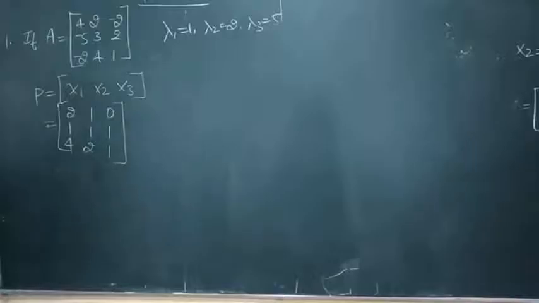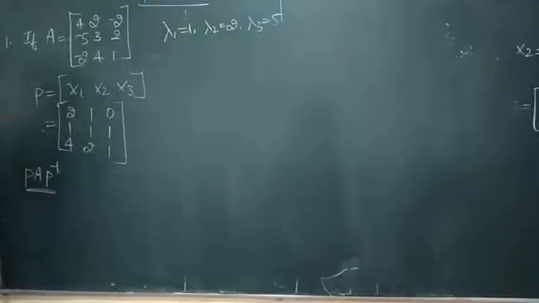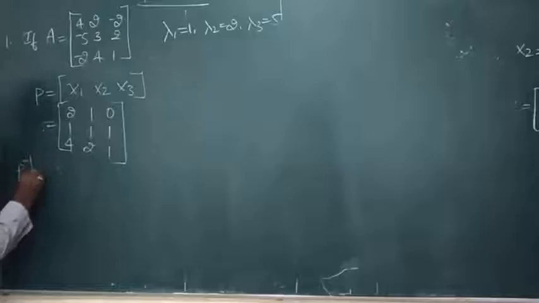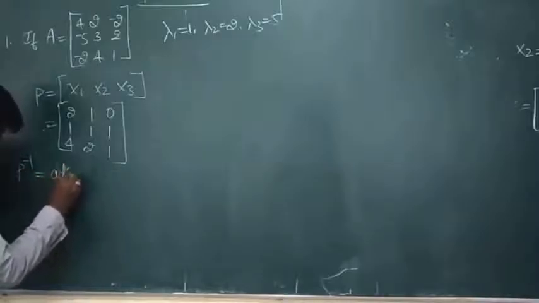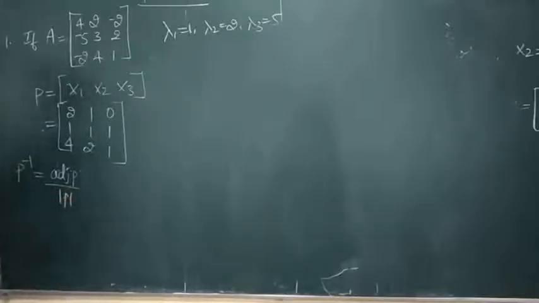Therefore, to make this diagonalized, we have the formula called P inverse A P. P is this P matrix and A is the given matrix and P inverse is the inverse of this matrix. To find the inverse of the P matrix, we have the formula adjoint of P and determinant of P. First we find the determinant of P.